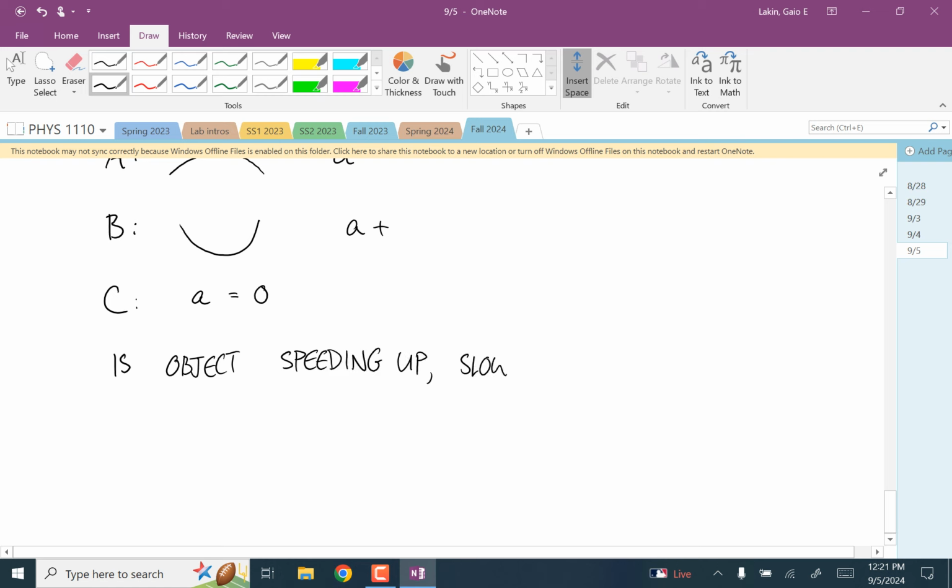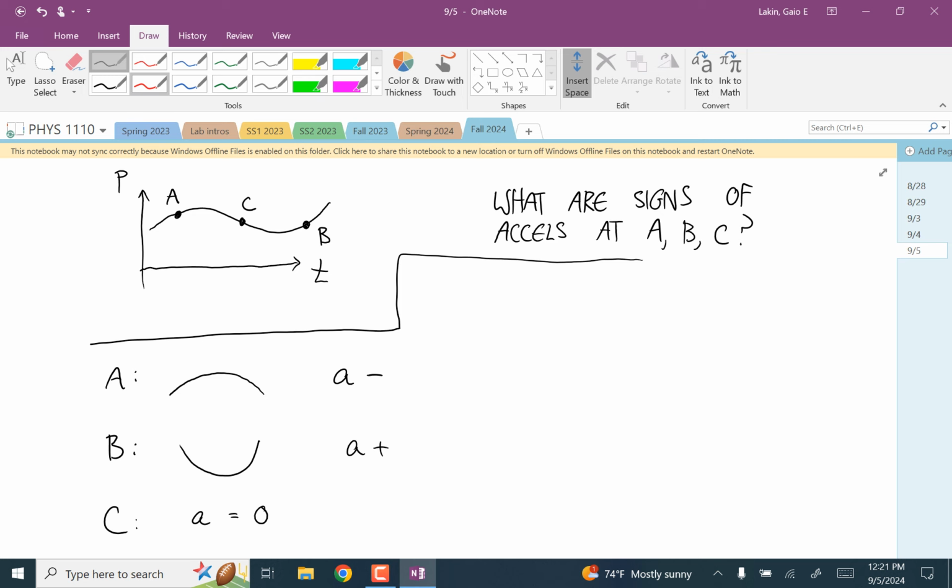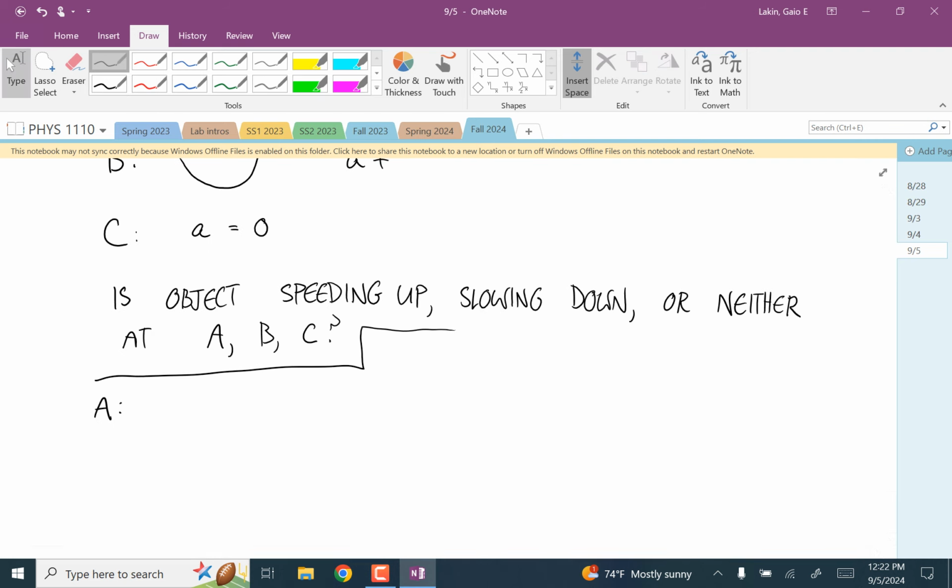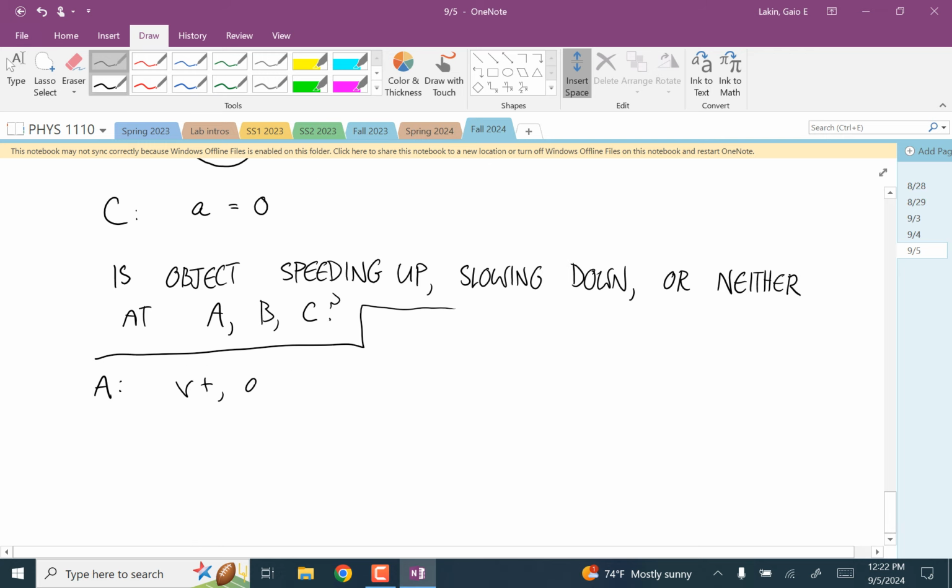That's not enough, remember, to figure out whether something's speeding up or slowing down. We also need to know the sign of the velocity. So let's draw a tangent line to this point, and it looks something like that. Does that have a positive or negative slope, or 0? That's a positive slope. So we have a positive velocity and a negative acceleration. So is this speeding up or slowing down? It's speeding up if they're the same, slowing down if they're opposite, so this is slowing down.